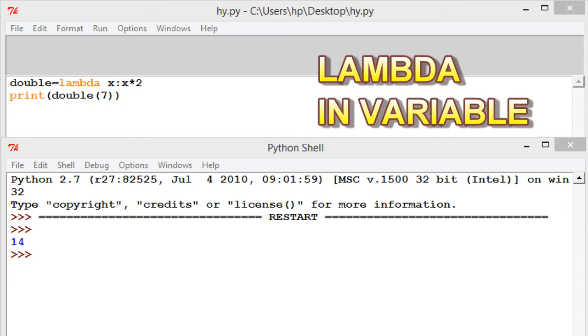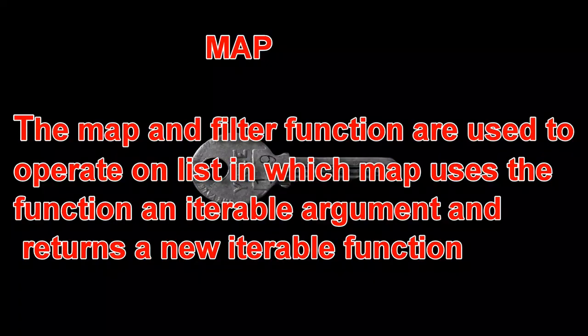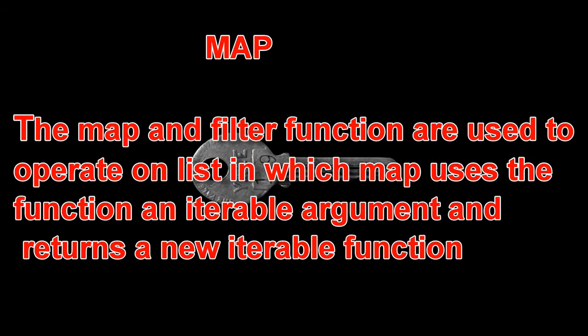So here, for example, I have written in the Python shell double equals lambda x colon x multiplied by 2. Then I am printing the value double. So what it is basically doing is doubling the value of 7 and giving me the output. Whenever I execute this code, I will get this output that it will double the value and show me the output. I have some more functions available in Python.